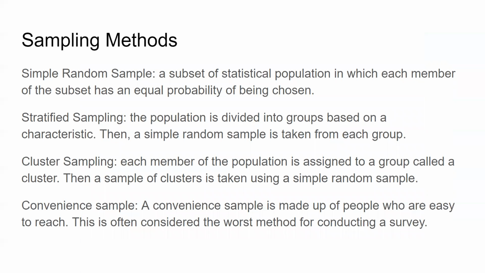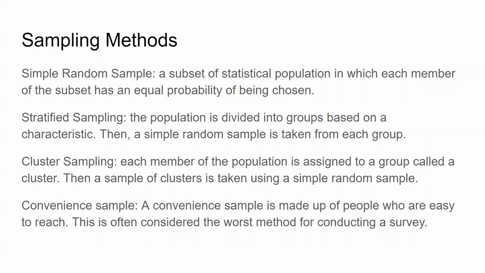Some sampling methods used to conduct surveys is just a short list of some of the possible methods, but there's a simple random sample, which is a subset of statistical population in which each member of the subset has an equal probability of being chosen. Basically, the most random and effective way to conduct a sample.